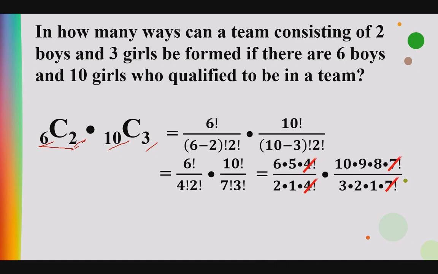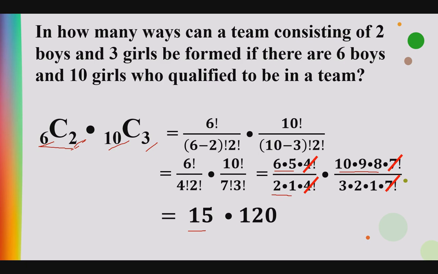So cross out natin yung mga common factors. Ang matitira na lang is 15 times 120. Saan galing yung 15, sir? 6 times 5. Diba? Actually, 6 times 5 is 30. Ito, 6 times 5 is 30. Divided by 2 times 1, magiging 15. Ito naman po, 10 times 9 times 8. What is 10 times 9 times 8?